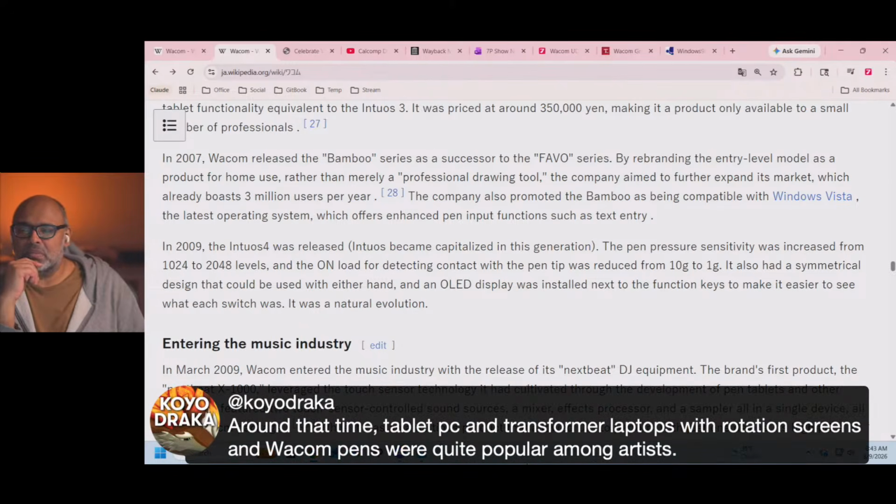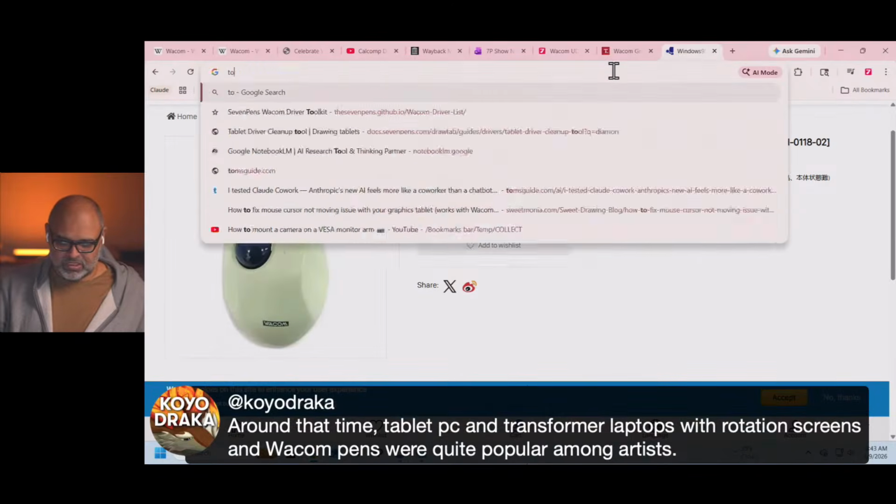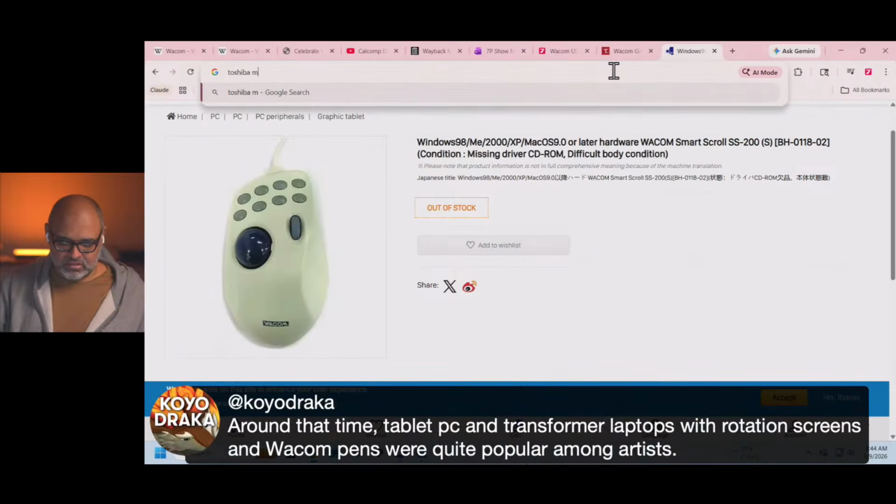Around that time, tablet PCs and transformer laptops with rotating screens and Wacom pens were quite popular. Okay, yeah, they were. Let me show you which one I had. Toshiba and Portege.